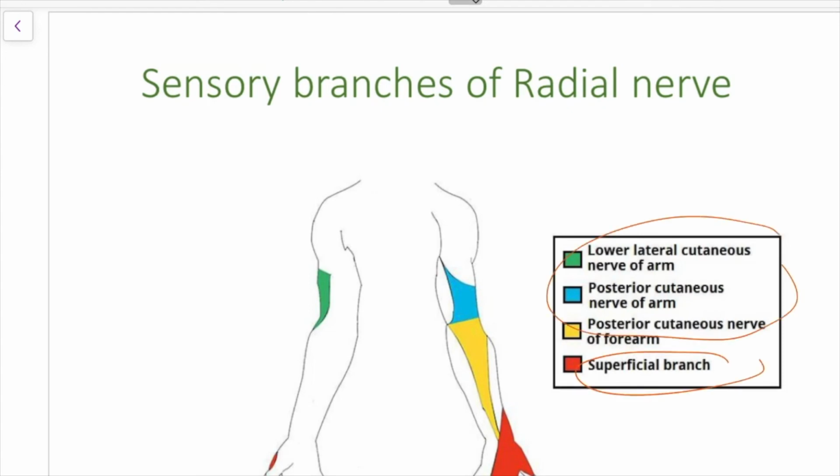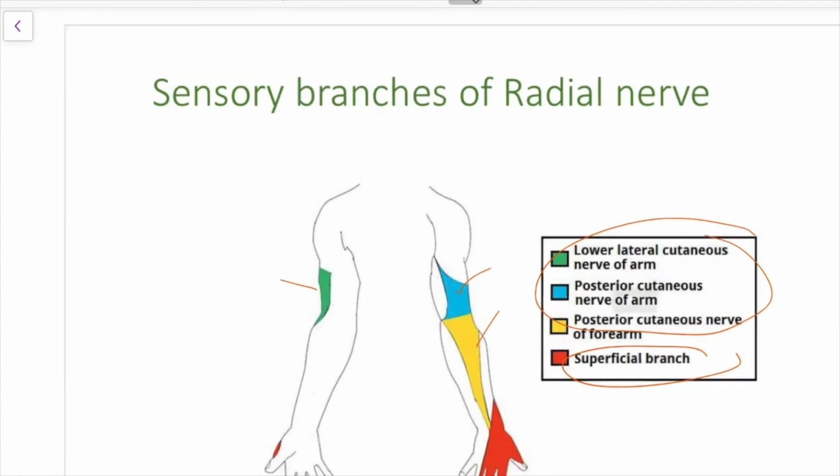Okay, so we mentioned the superficial branch, and here we have the three branches that arise from the radial nerve in the upper arm, which supply these areas shown here. So that's it for the course of the radial nerve. Hope it helped.